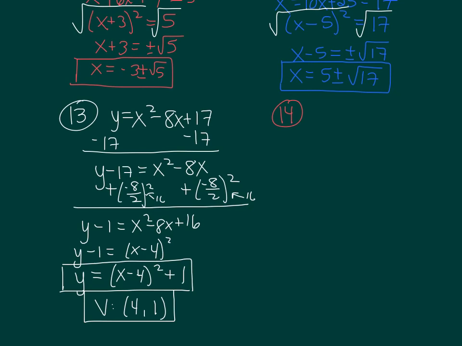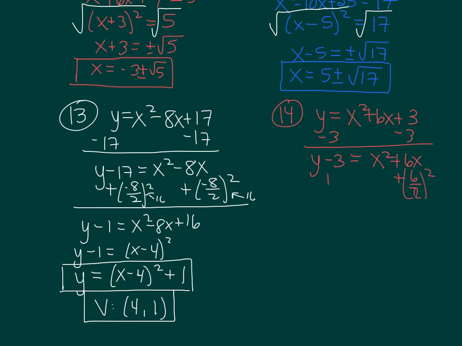Alright, so problem 14. y equals x squared plus 6x plus 3. So again, move the constant to the other side of the equation. The a value is 1, so dividing everything by it wouldn't have changed anything. I moved to step 2. I have y minus 3 equals x squared plus 6x. So I'll take half the coefficient of x, square it, and add it to both sides. Half of 6 is 3, squared is 9, so I'm really adding 9 to both sides.